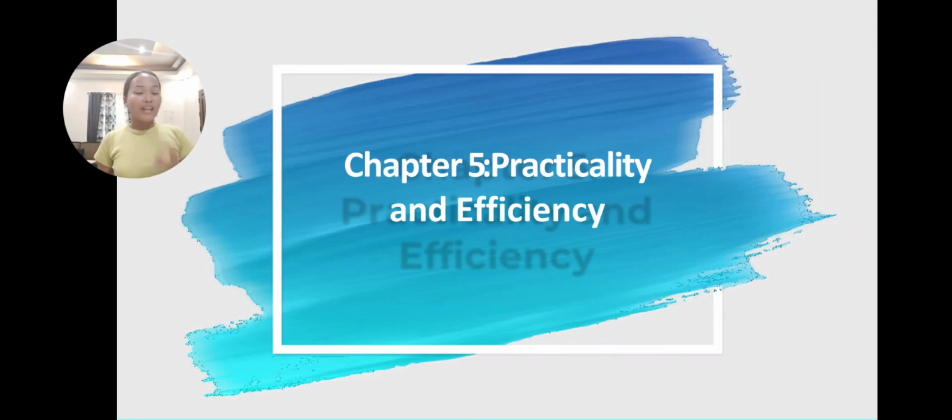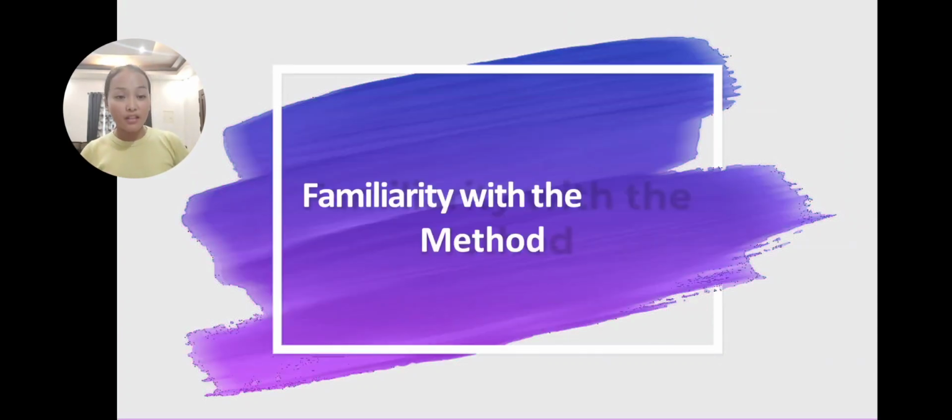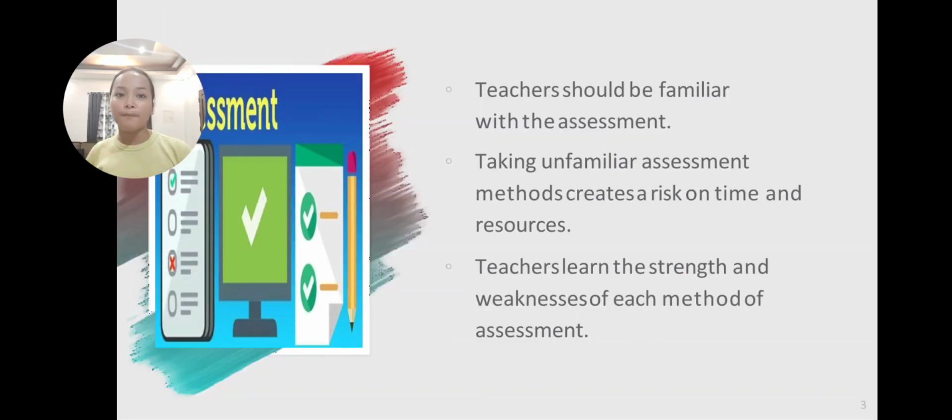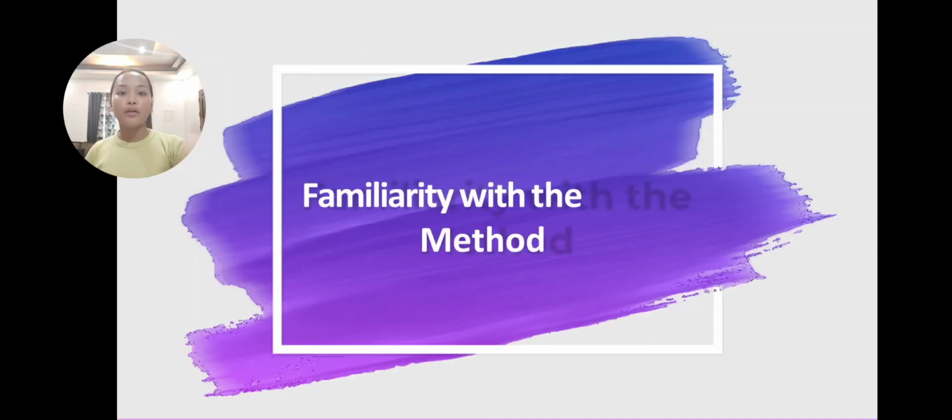As I have said earlier, this chapter 5, practicality and efficiency, is intertwined with the previous chapters. So the first factor is familiarity with the method. Before I read the next slide, I will base my explanation first on the given textbook. Familiarity with the method, I'm sorry for that.